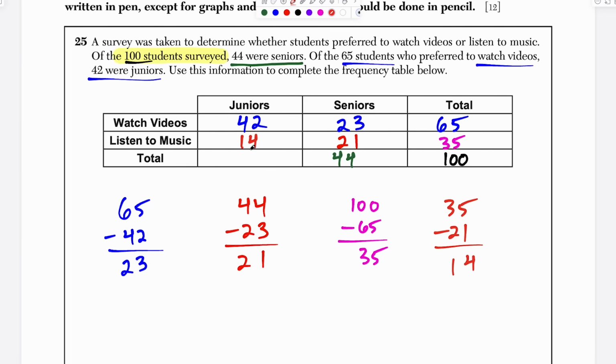And the last piece here, we could find a few different ways, but one way would be to add the total number of juniors. So if we do 42 plus 14, we get 56. And a nice check here, if we were to do 56 plus 44, that would also give us 100. So here is our complete frequency table.